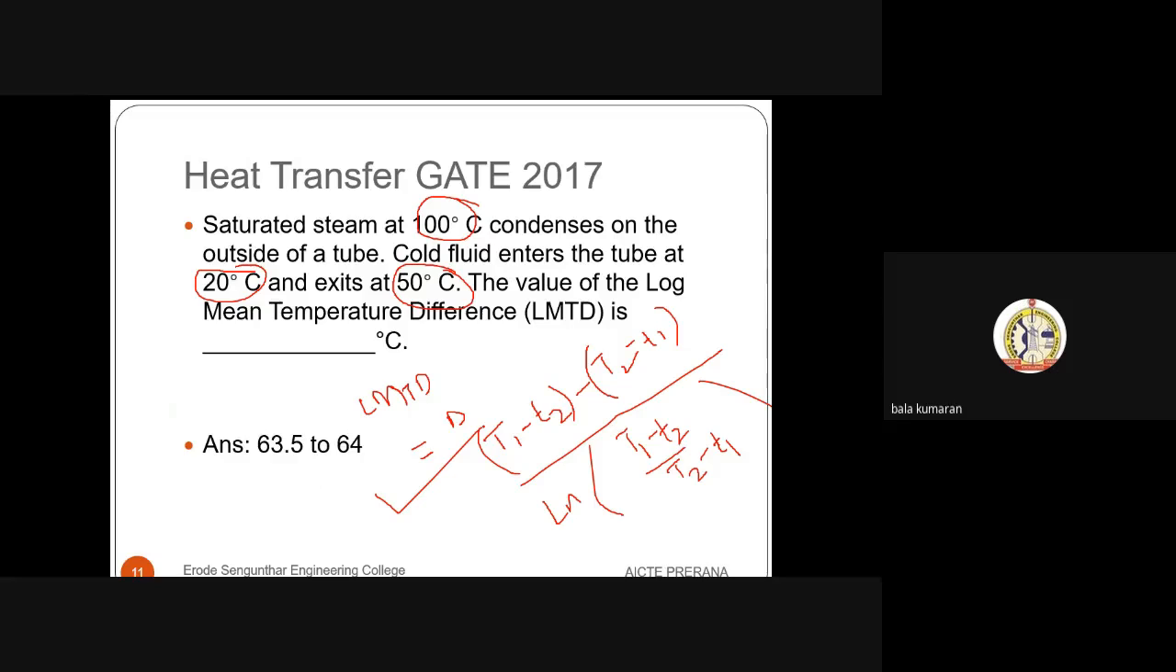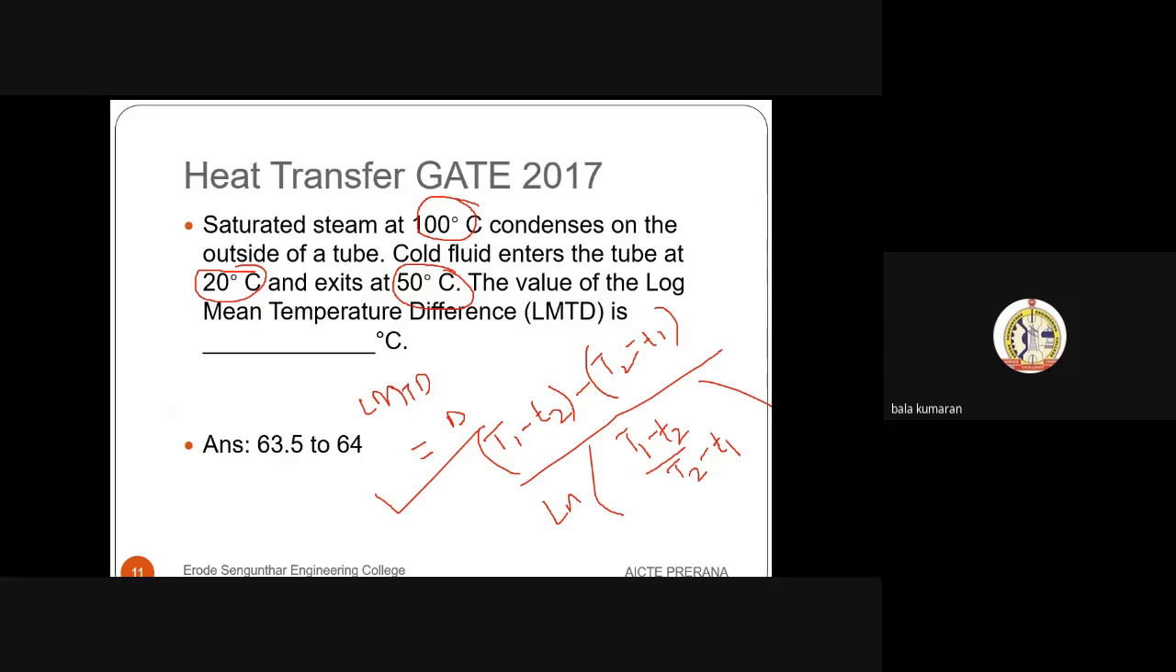Maximum it will be a 1 mark question, and it may also be 2 mark questions in some cases. So for 1 mark questions you can get them clear by using these simple concepts, the LMTD sums. Yeah, we'll go for the revision of these questions.